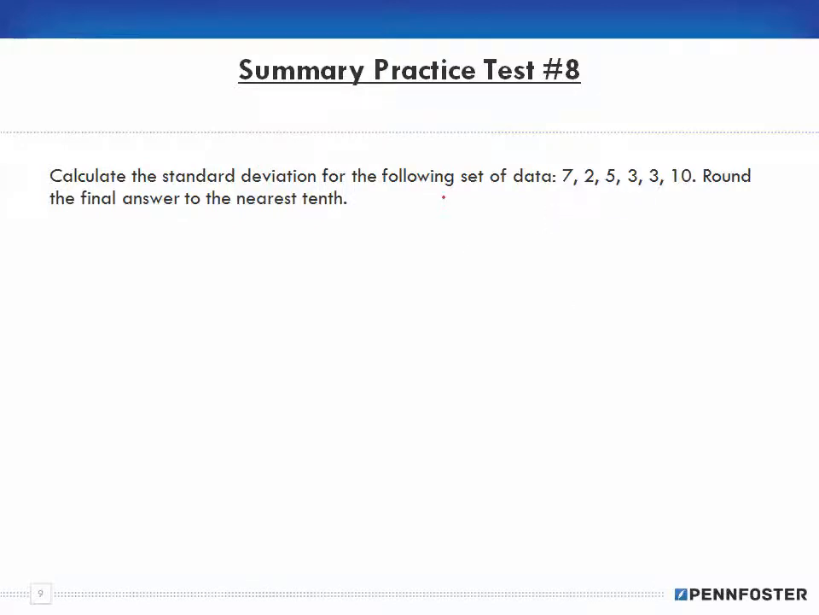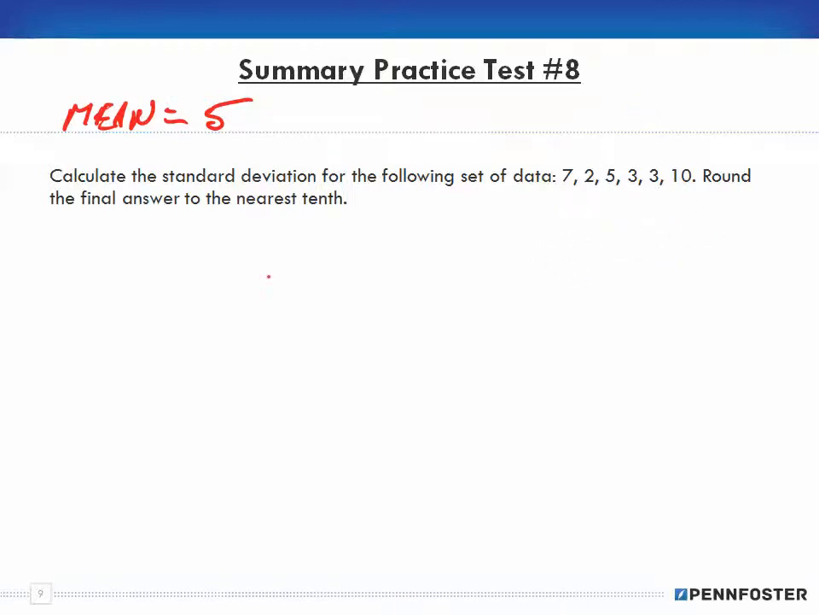So, first thing I have to do is figure out what the mean is. The mean is nothing more than an average, so I'm going to add up all of these numbers and divide by the number of data points. There are 6 points of data there, so I'm going to end up dividing by 6. 7 and 2 is 9, and 8 is 17, and 3 is 20, and 10 is 30. So 30 divided by the 6 points of data gives me a mean of 5.